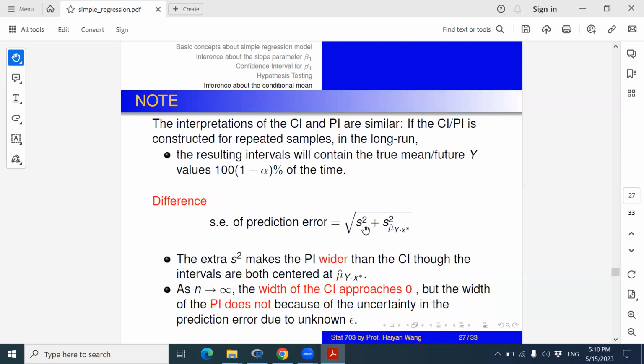Okay, so that's what I just explained. The standard error for the prediction error has the s squared there. In comparison to the confidence interval, the second term will be the only term there in the square root. And this second term goes to 0 as the sample size is large, but with the prediction interval, the first term will always stay there. So this prediction interval will always be wider than the confidence interval.